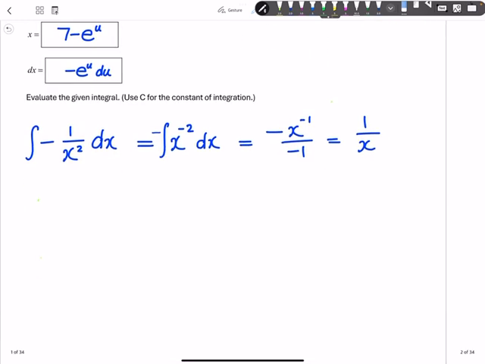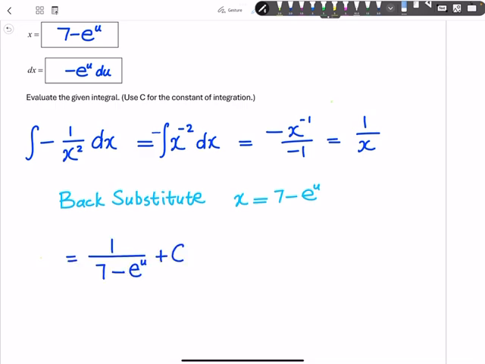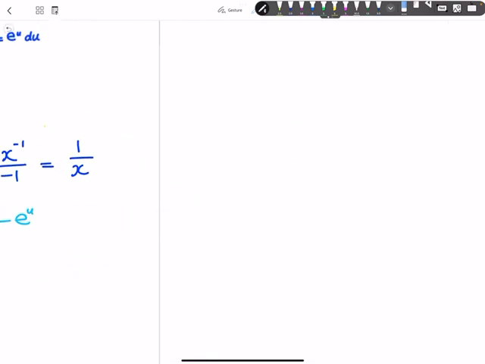All right, so with integration completed, my next step is going to be to back substitute. So keep in mind that x is equal to 7 minus e to the u. So when I back substitute, I get 1 over 7 minus e to the u, quantity plus c. Do not forget that plus c at the end of each one of your problems. All right. Let's look at the next one.